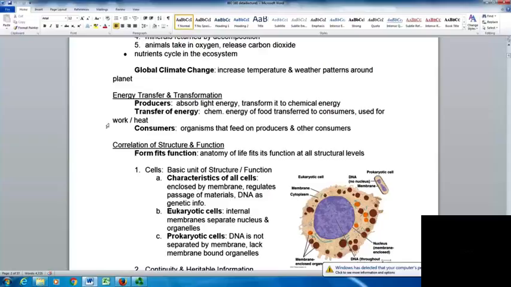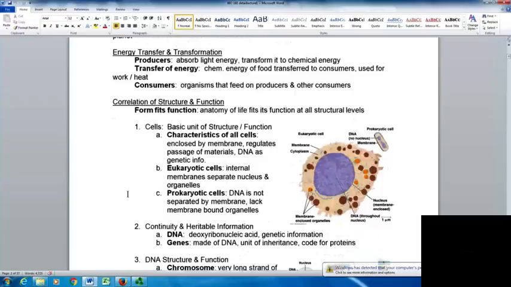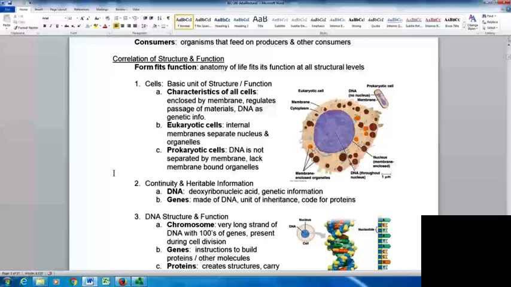When looking at anatomy and physiology, as well as anything with the cell, we see that form fits function. The anatomy of life fits its function at all structural levels. If you have a structure, there's a reason for it. Cells are the basic unit or structure of life. Characteristics of all cells are going to include that they're enclosed by a membrane. That membrane is going to regulate what goes in and out of the cell, and all cells are going to have DNA as their genetic information.